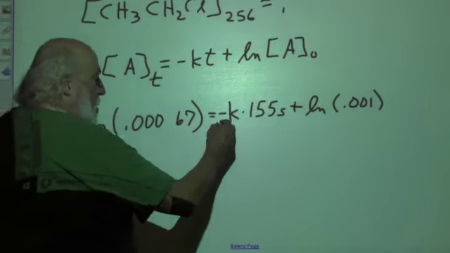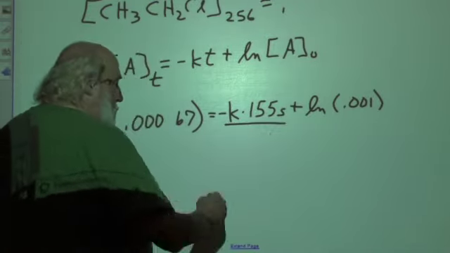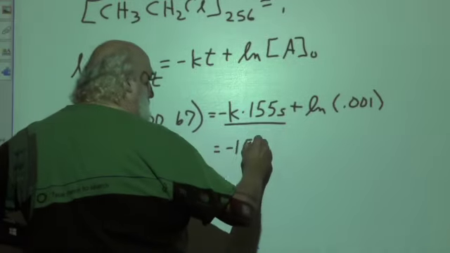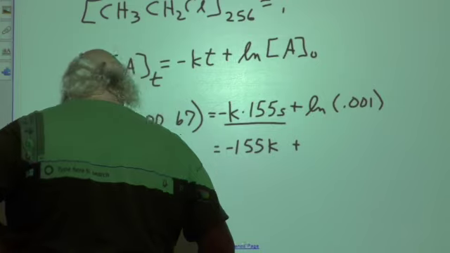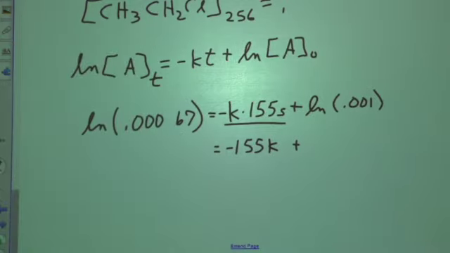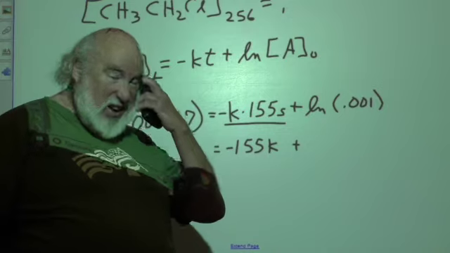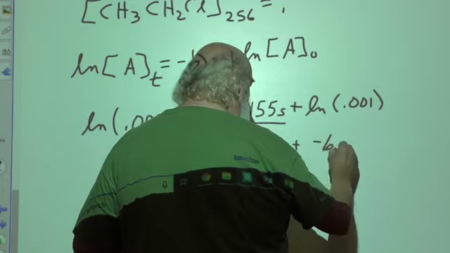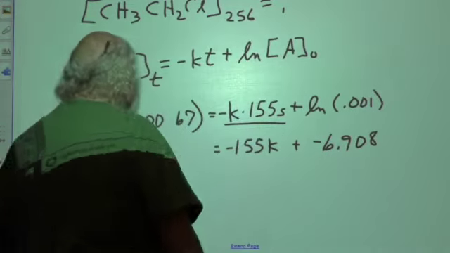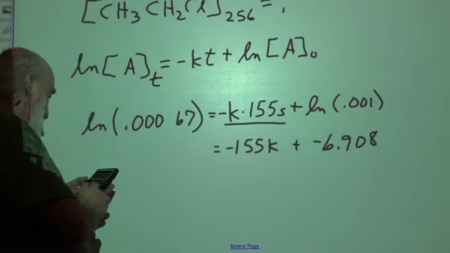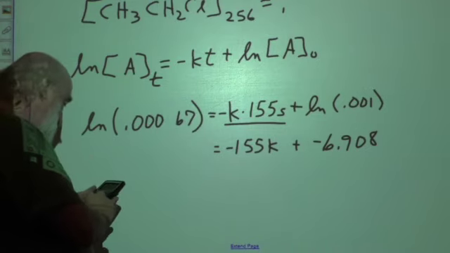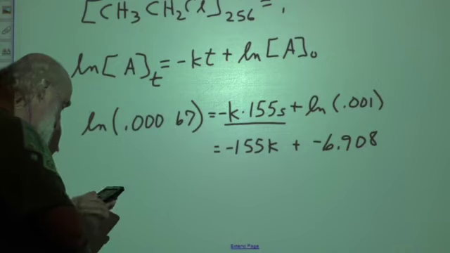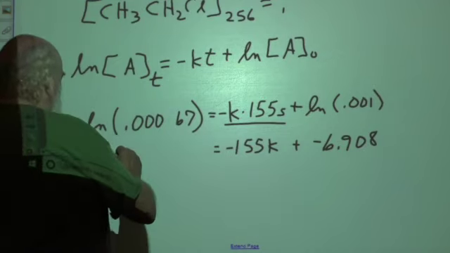Okay, so here's our unknown right here. We're going to rewrite that as negative 155K. Find the natural log of 0.001. I get negative 6.908, going to 3 decimal places again. And the natural log of 0.0067 gives me negative 7.308.